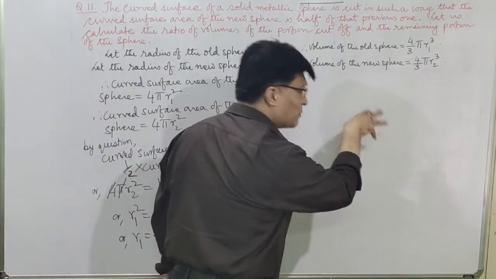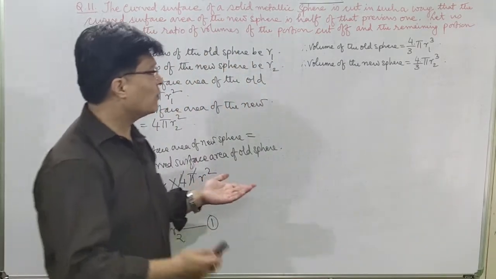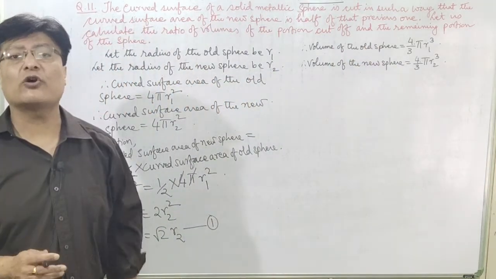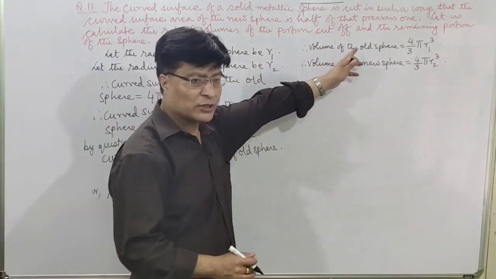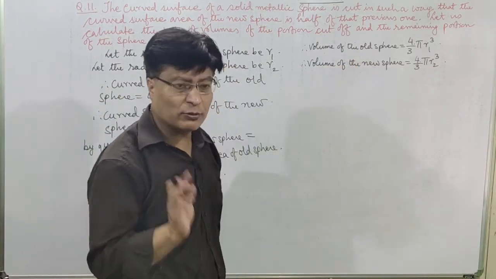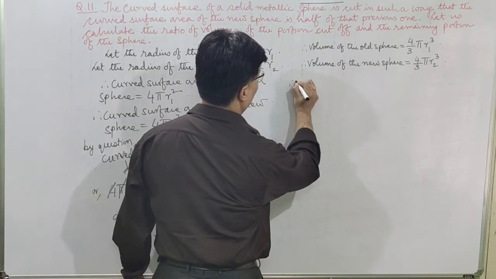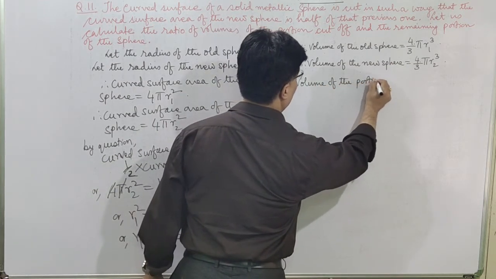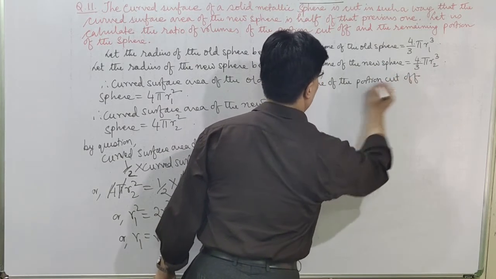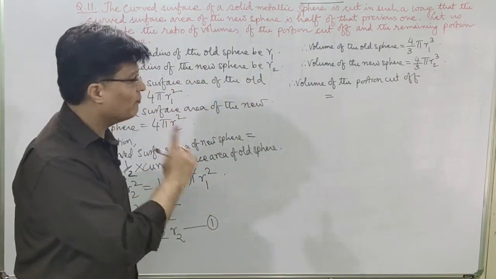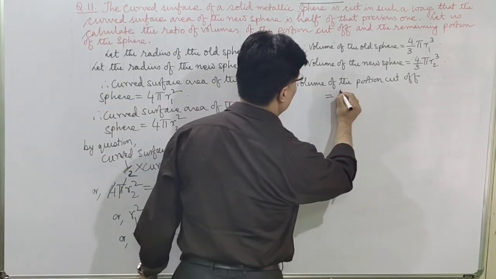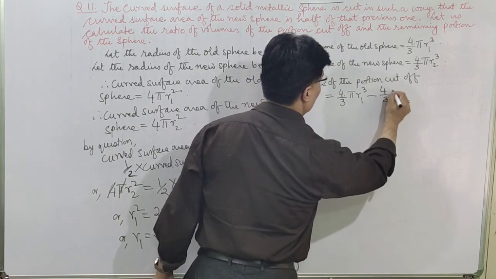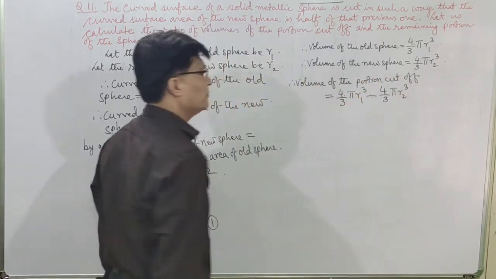Now, what is the volume of the portion cut off? That is the volume of the whole sphere minus the volume of the new sphere. Therefore, the volume of the portion cut off is equal to the volume of the whole sphere minus the volume of the new sphere. That is 4/3 pi R1 cube minus 4/3 pi R2 cube.